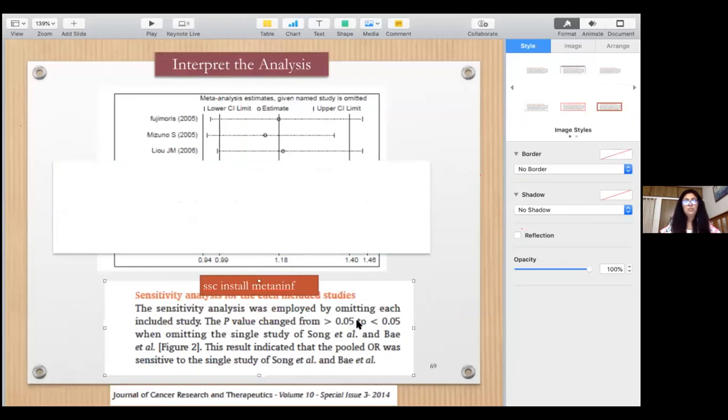So the p-value changed from more than 0.05 to less than 0.05 when they omitted these two studies. And the result indicated that the pooled odds ratio was sensitive to these studies. So that's how you report it. You report the entire analysis also, and you report your sensitivity analysis also, because these studies did have an effect, right? So this is how the authors here reported it.